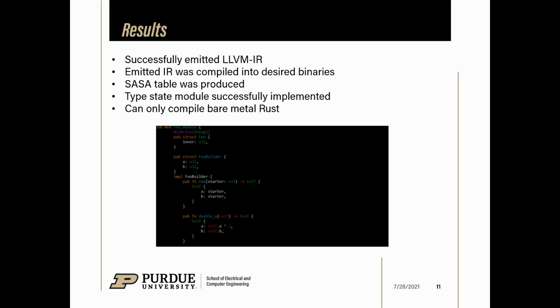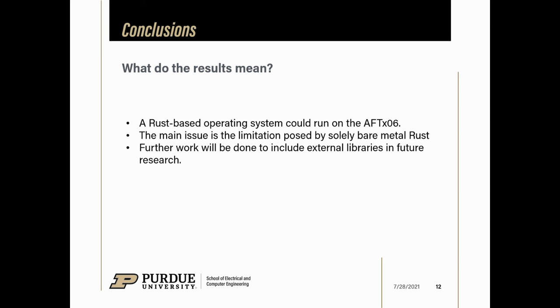What bare metal Rust means is that no preloaded code can currently be run. So any references to a standard library or any external crates that most programmers would typically have access to when utilizing Rust are not available. This does significantly increase the limitations of what we can currently do with the Rust-based LLVM. However, future work will be done to include external libraries. But for right now, this is proof that a Rust-based operating system could be run on the AFTx06.